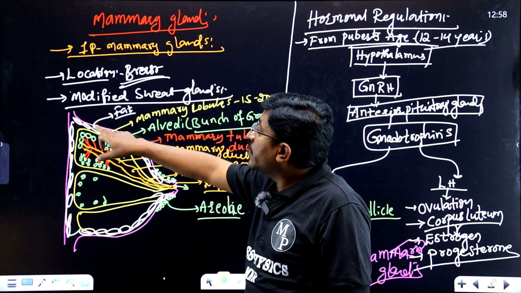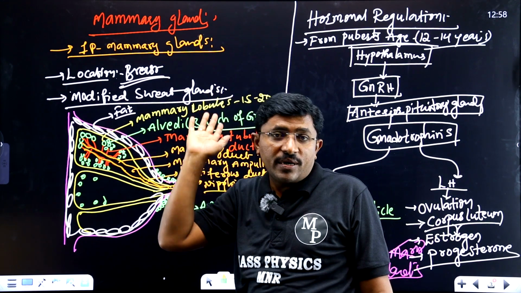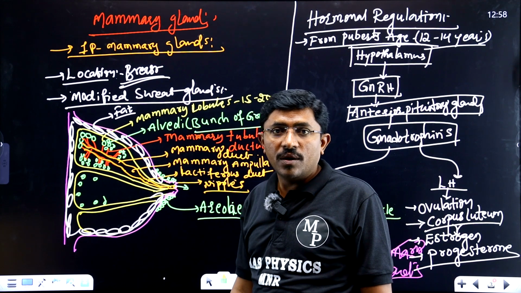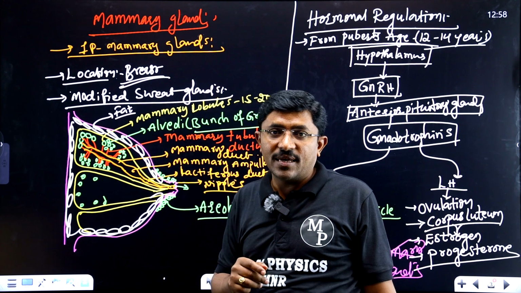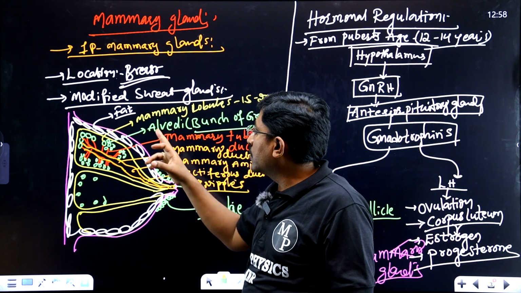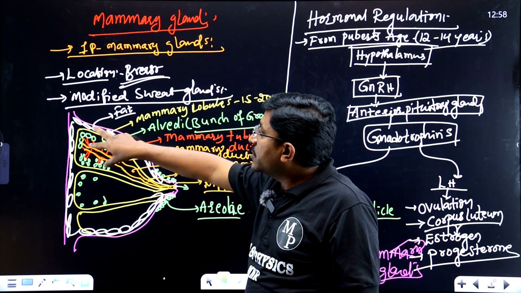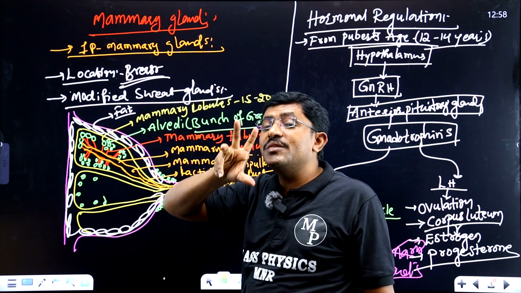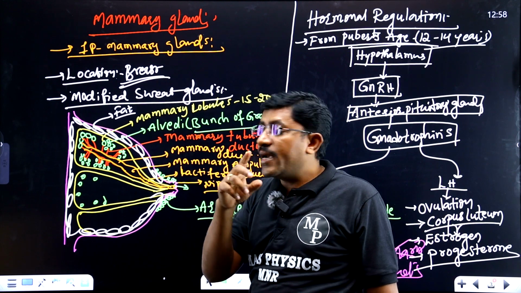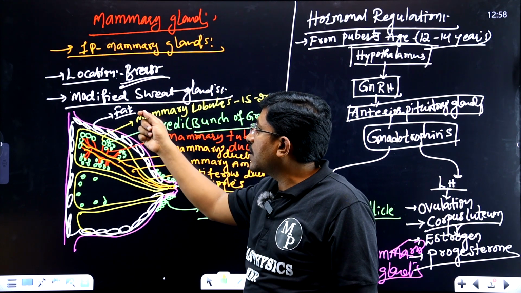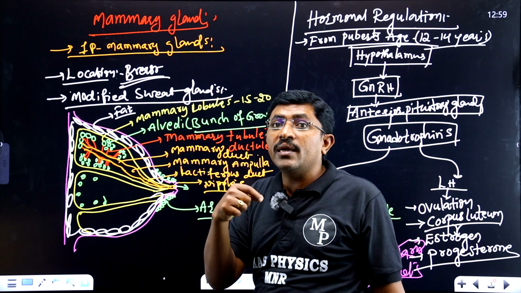These all alveoli are the modified fat bodies. That is clear. All these alveoli look like a bunch of grapes. And each and every alveolus is attached with mammary ductules.